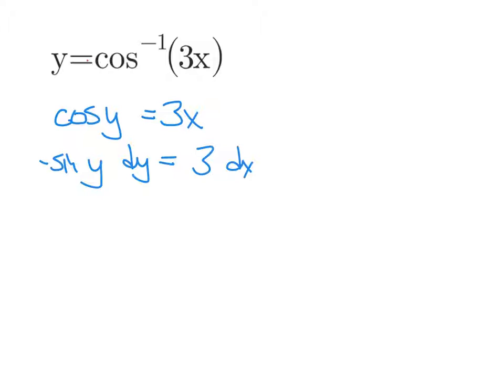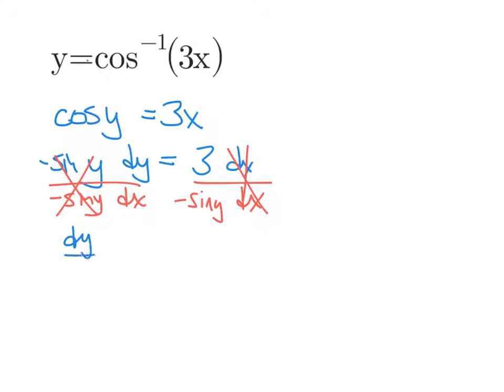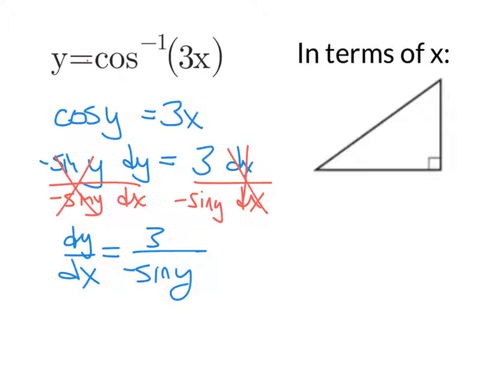Now, to find the derivative, we will divide both sides by this negative sine y to get rid of negative sine y. And I will divide by dx to get rid of this dx. And we see that our derivative, dy dx, is equal to 3 over negative sine of y. In order to find this derivative in terms of x, I'm going to revert back to my very first line of work here and use a right triangle to help me.